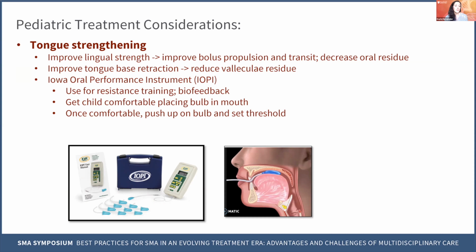For our younger children, your therapy might really be focused on just getting them comfortable placing the bulb in their mouth, and that could take a long time to get a child to voluntarily complete this task. Once they're comfortable, or for an older patient where it's not a concern, then they can start to use their tongue to push up on the bulb, set a threshold, and work towards a treatment plan. If you aren't familiar with this device, this graphic on the right shows how you can place the bulb and do essentially a tongue press up against the bulb, and the unit will give you a nice objective number to be working towards.